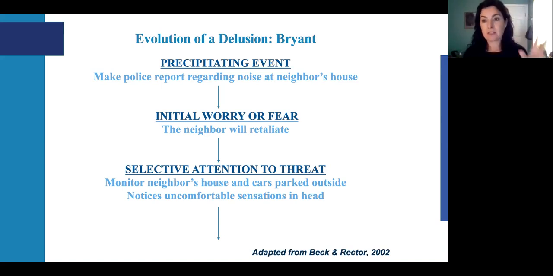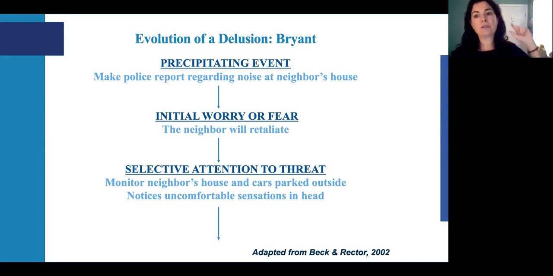In this case, as Corey described, they had neighbors that lived next door that were having parties and so forth. And the family was bothered by this. This is real, right? Remember? They called the police or made a police report regarding noise at the neighbor's house the night of a party, I think it was. So that is the precipitating event.